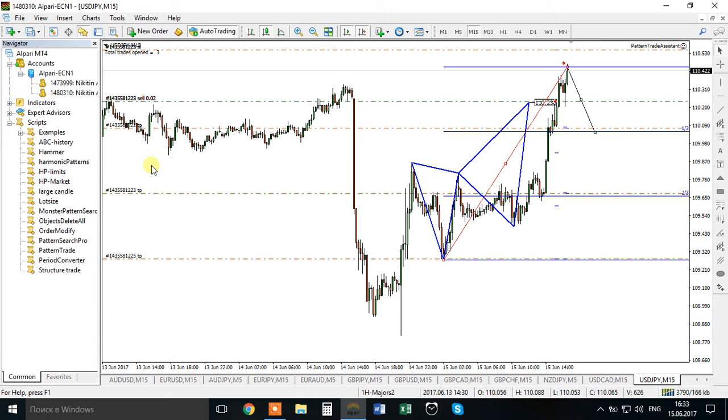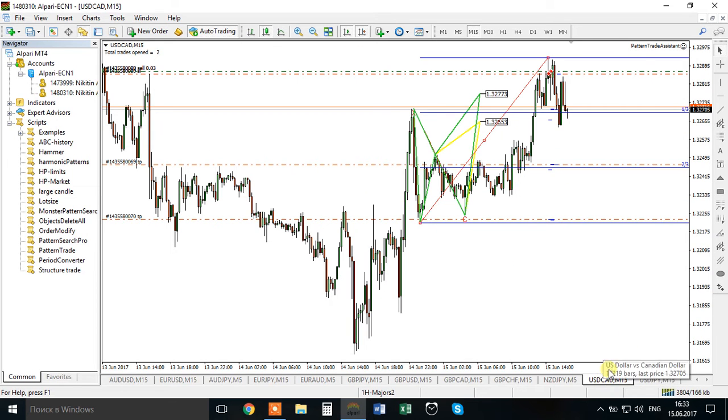When these HP limits or HP market trades are placed, they are marked with a special comment name. When PatternTradeAssistant is modifying trades, it is looking for that comment before modifying something. So let's have this example. This one hit the first take profit.